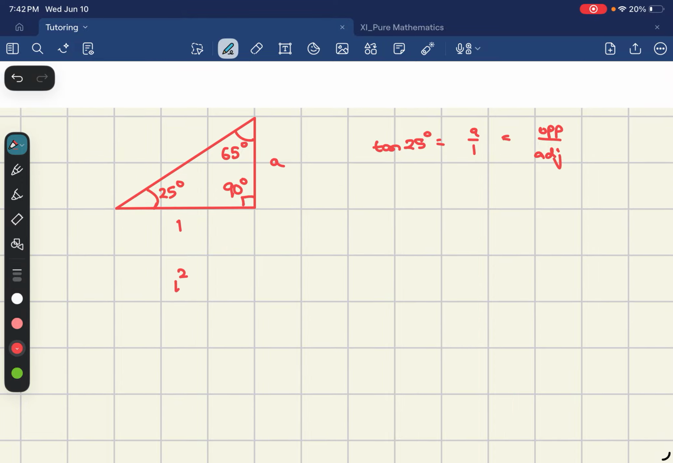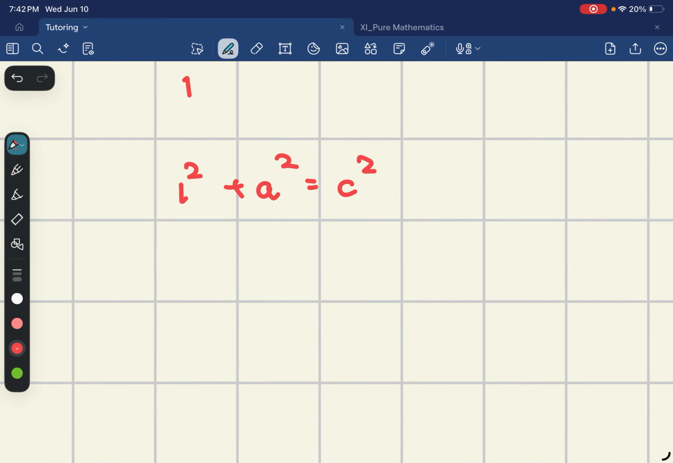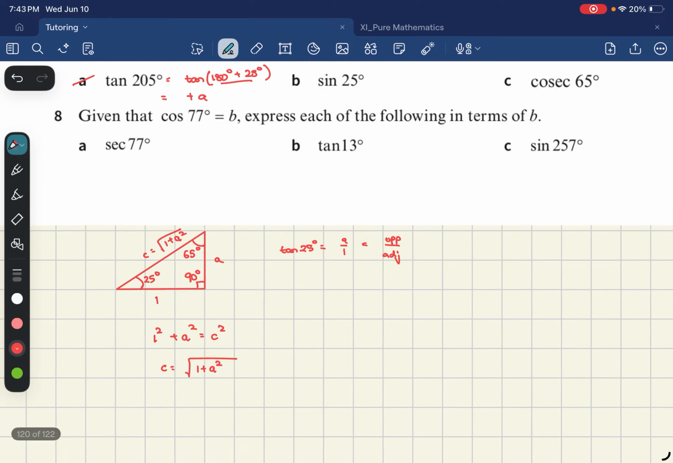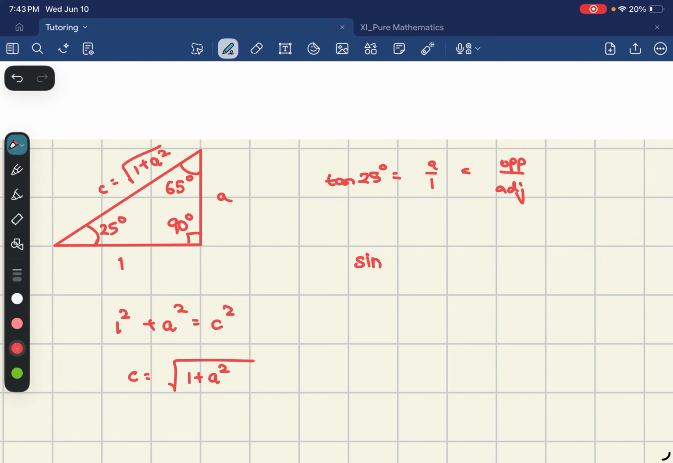So I can do 1 squared. If I need to find C, 1 squared plus A squared is going to be C squared. What is C? C is the square root of 1 plus A squared. All right, and now I need to find sine 25. Sine 25 is opposite over the hypotenuse, and that is your solution.